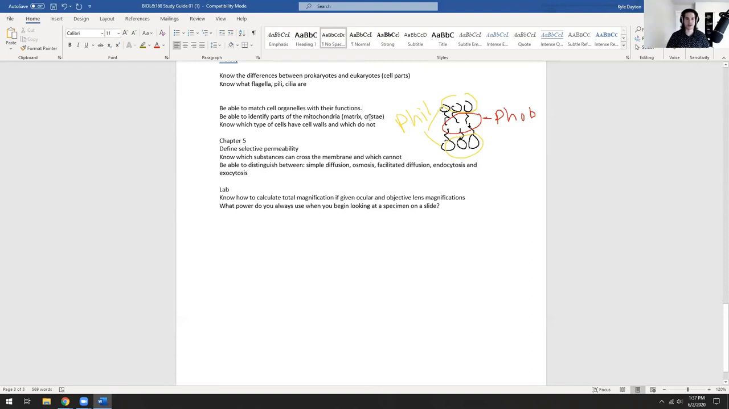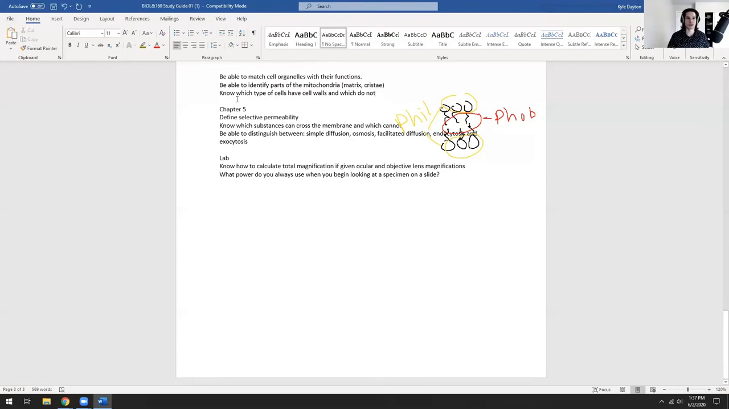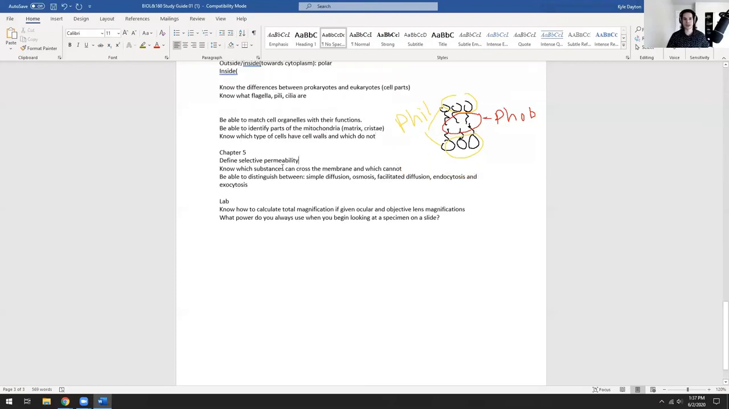Be able to identify parts of the mitochondria. So the matrix is the inside, and the cristae is going to be those folds. Know which type of cells have cell walls and which ones do not. Plant cells and some bacterial cells will have cell walls. Animal cells will not have cell walls. Selective permeability, that just means that if there's a membrane, some things can go in and some things cannot go in.